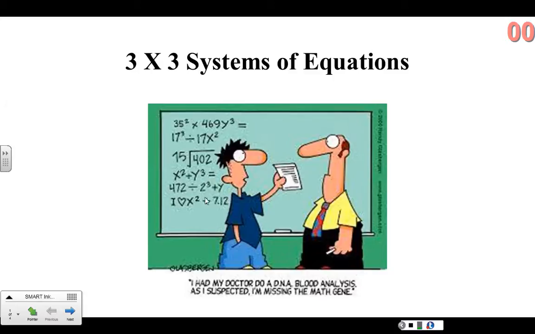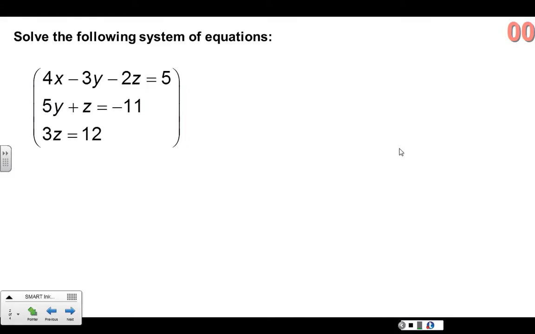All right, in this video, we're going to talk about 3 by 3 systems of equations. In other words, 3 equations, 3 unknowns. This first example is a little bit of a simpler example. You have 3 equations, you have 3 unknown variables, x, y, and z, but it's what we might call a triangular form.